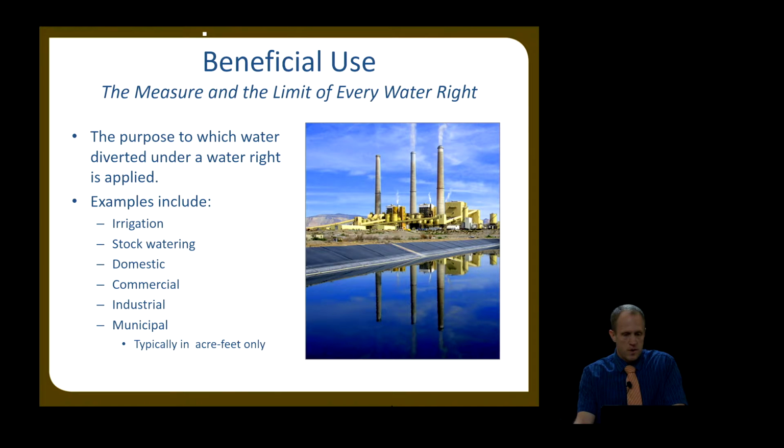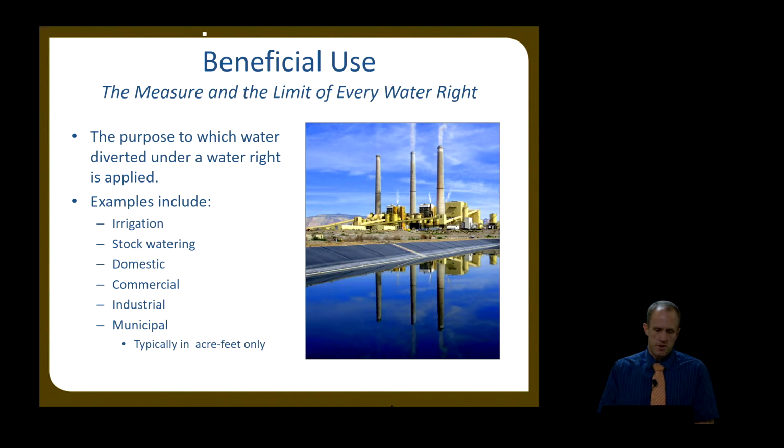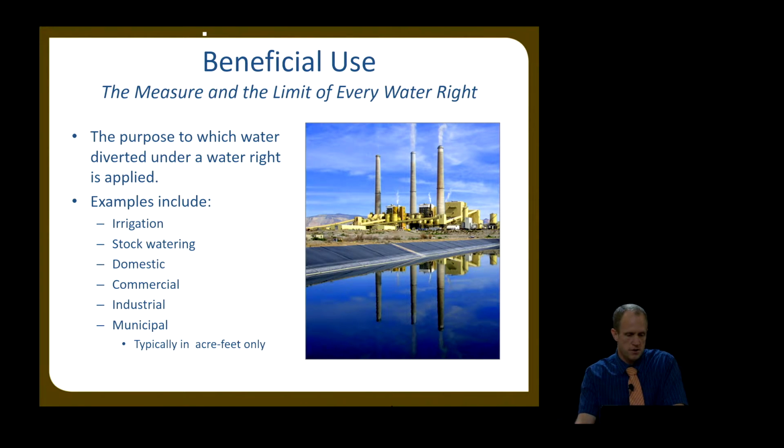Okay, talking about beneficial use. As stated in statutes, it is the measure and the limit of every water right. It's the purpose to which water diverted under a water right is applied. And I think we've talked about this already, but some of the examples include irrigation, stock watering, domestic, commercial, industrial, municipal.